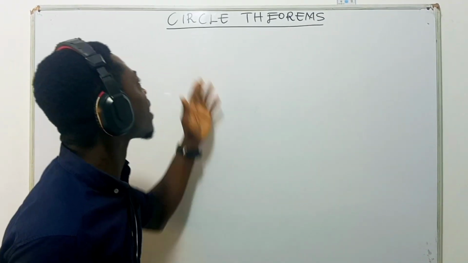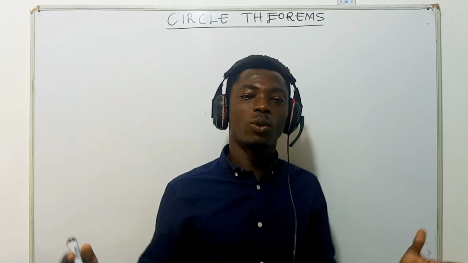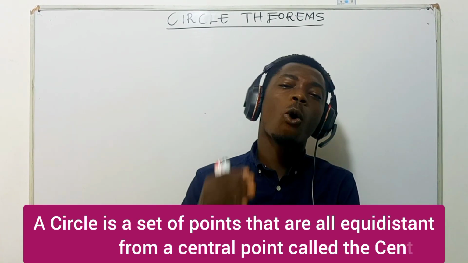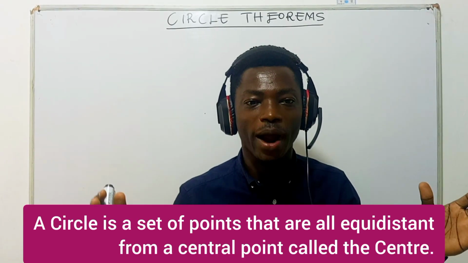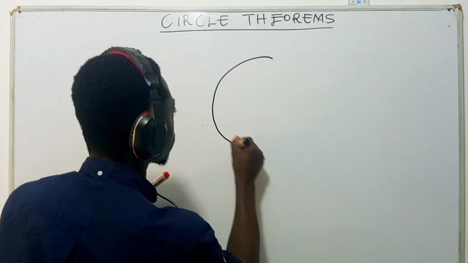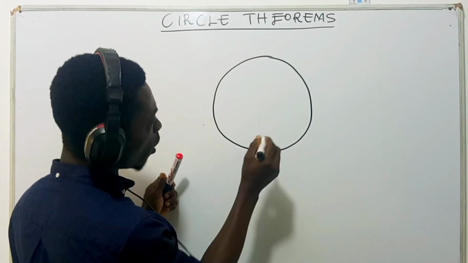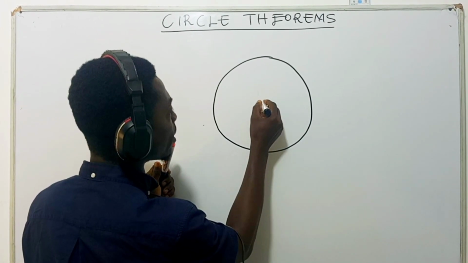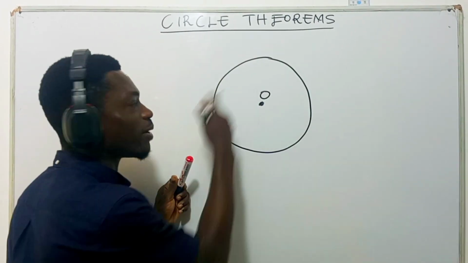So let's start by first understanding what a circle is. So what is a circle? When we say a circle, what does that mean? Basically, a circle is a set of points that are all equidistant from a central point called the center. Let's assume that this is our circle, not drawn to scale though. Now, because we are saying a circle is a set of all points that are equidistant from a central point called the center, let's assume that this is the center of this given circle.